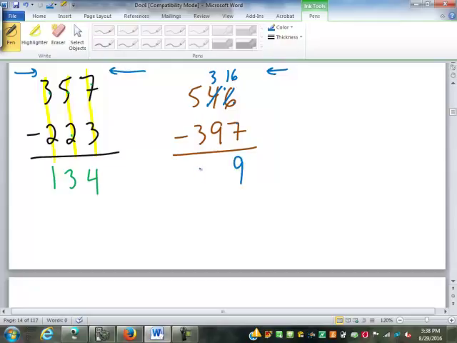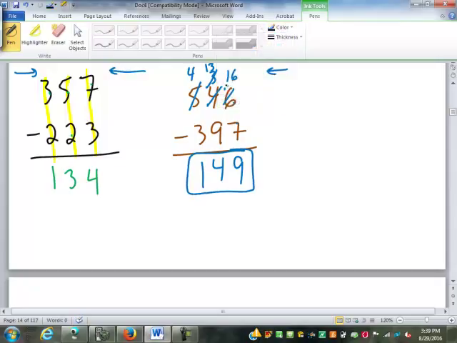3 minus 9. Can't be done. We have to borrow. So the 5 is going to be a 4. This is now a 13. 13 minus 9 is 4, and 4 minus 3 is 1. So we get 149.